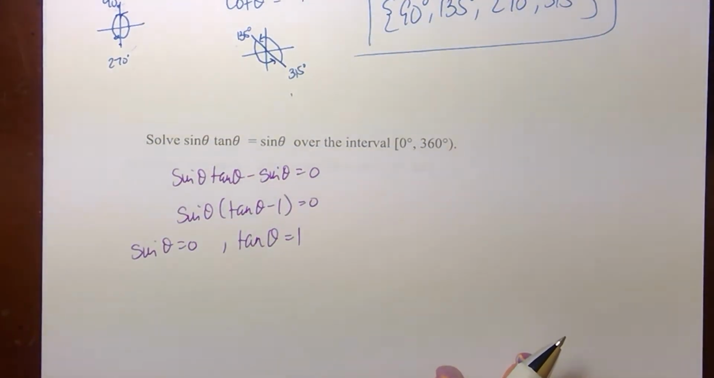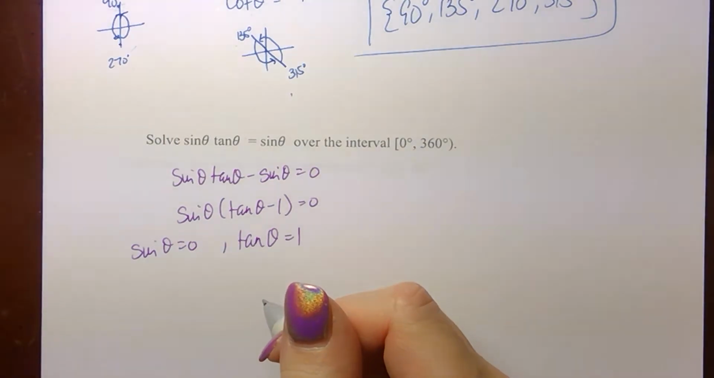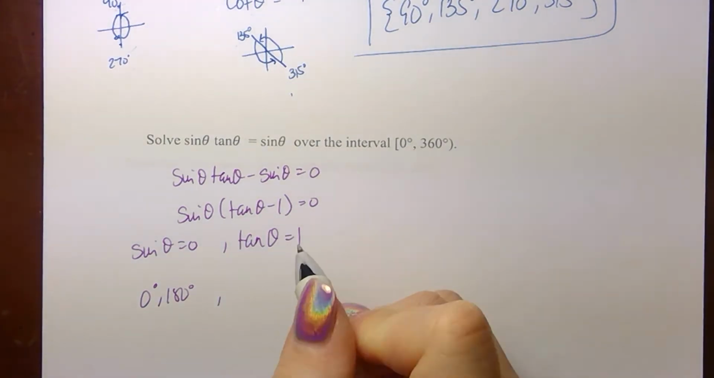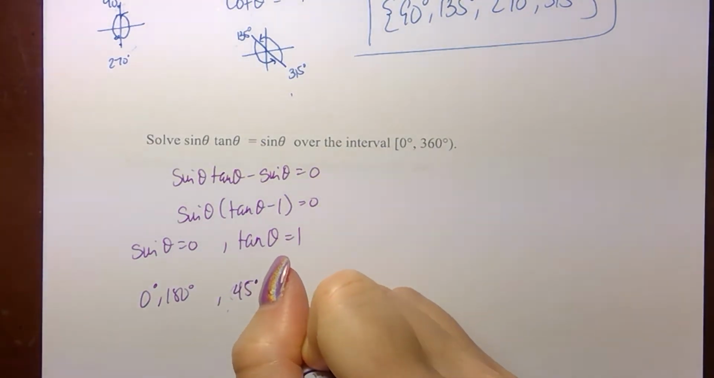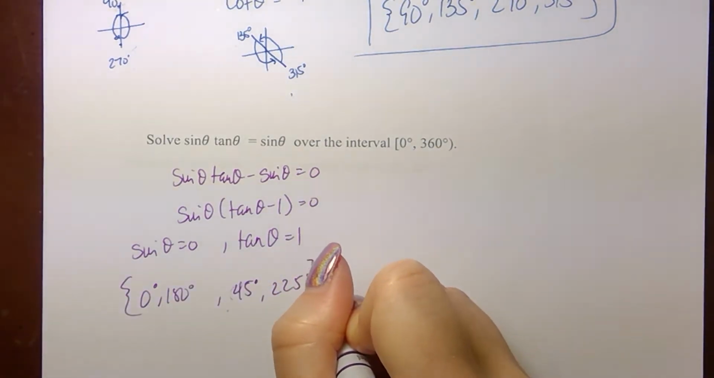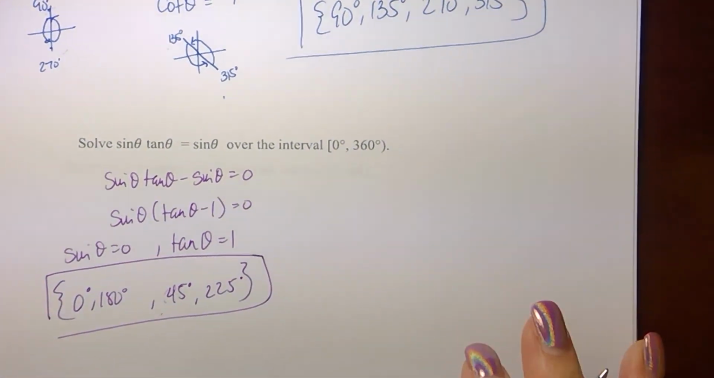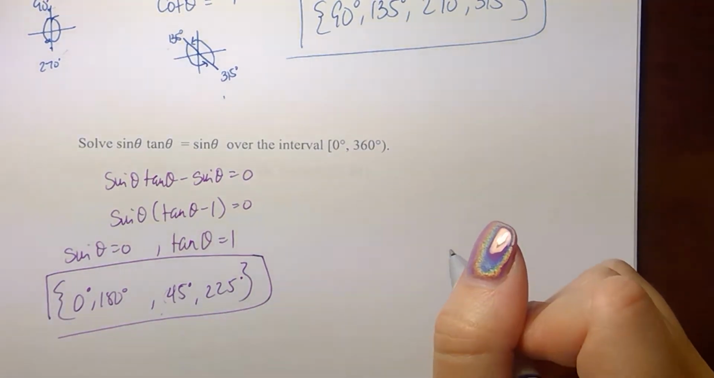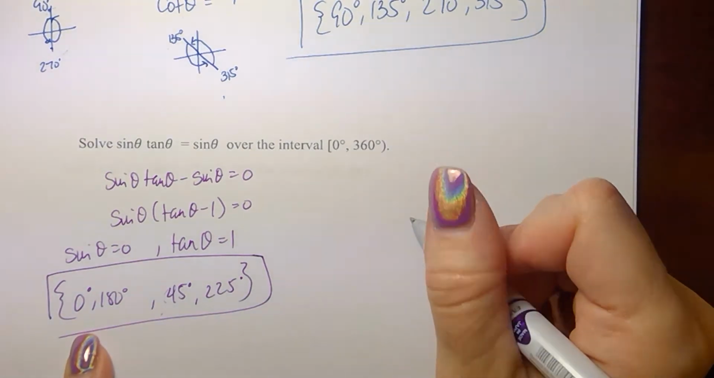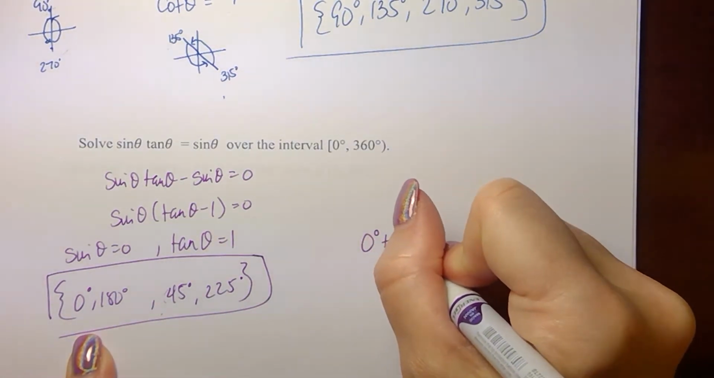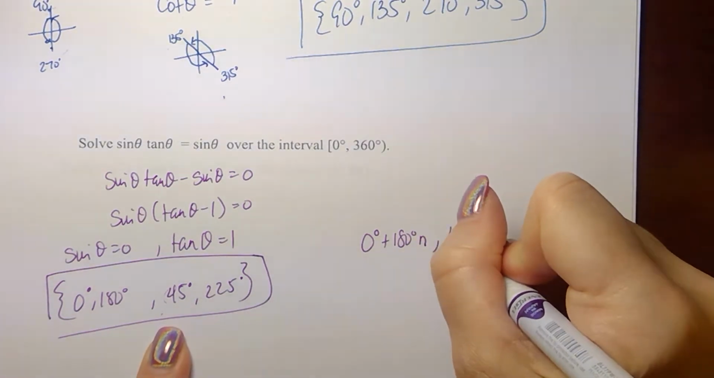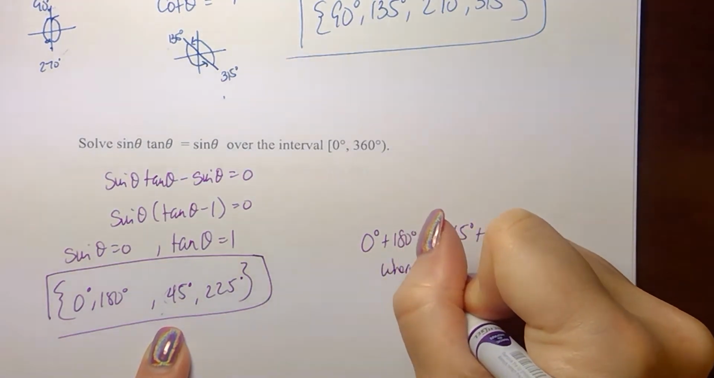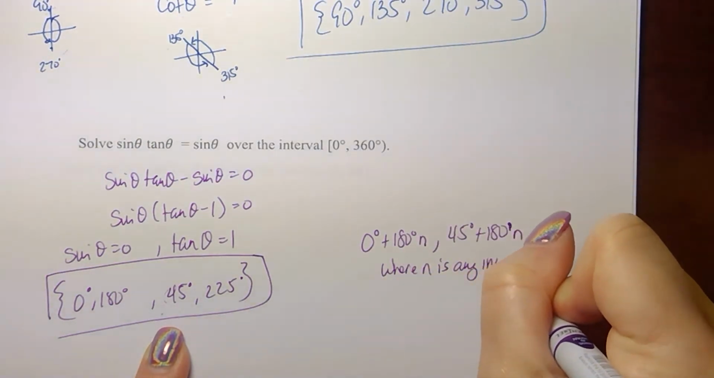Well, I know that sine theta is 0 at 0 degrees and 180 degrees. I know that tangent is 1 at 45 degrees and 225 degrees. So that is my solution set within the interval. If I do an all solution statement, even though sine theta is periodic over 2 pi, this is a special case again because these are quadrantal angles. So I can say 0 plus 180n, as well as 45 degrees plus 180n, where n is any integer.